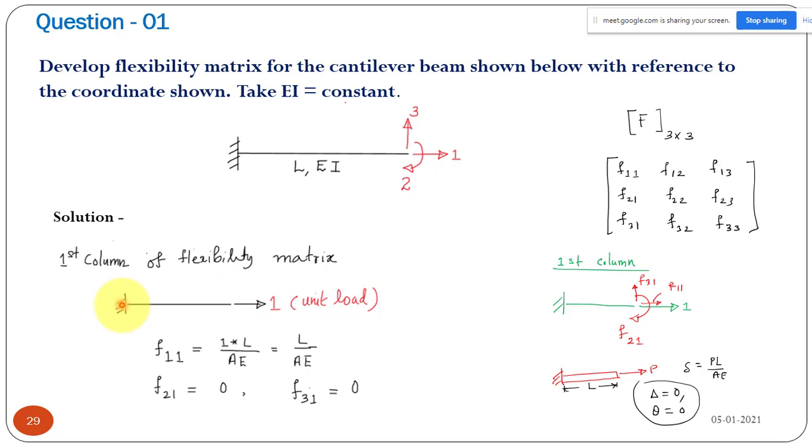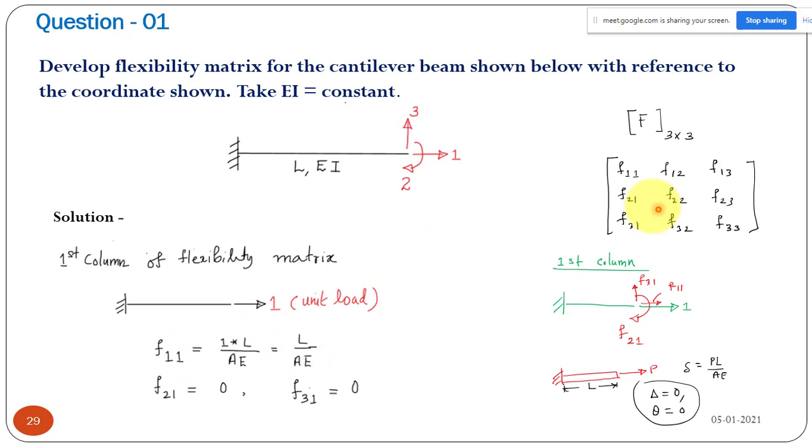We are just applying axial force. It will have axial deformation equal to PL by AE. Delta equal to PL by AE. So I am applying unit force, so this will be 1 into L by AE. This is F11, the displacement at 1 due to unit force at 1. So that is L by AE.